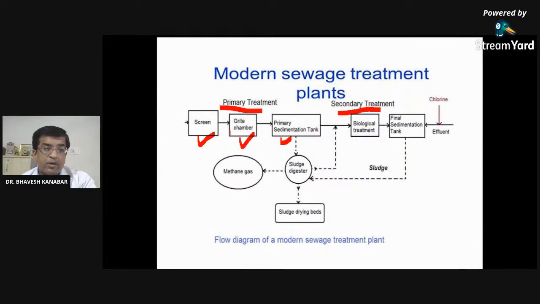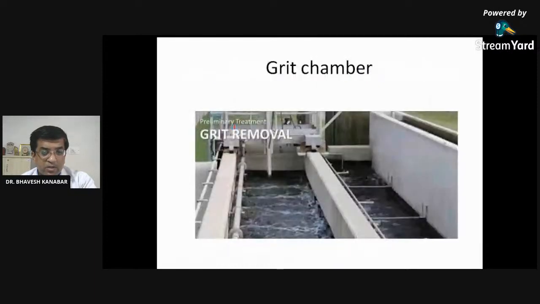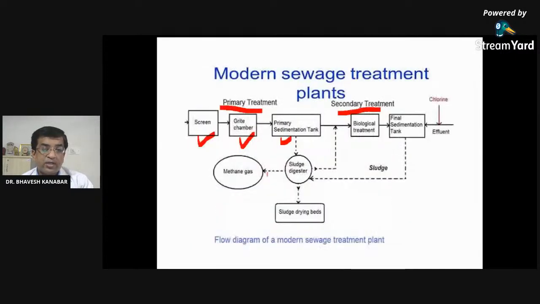Then there is the grit chamber. In the grit chamber, the sewage which is filtered from the screen chamber is allowed to sediment. Through sedimentation, the larger solids are suspended and settle in the downward part. So it forms the grit, and the grit is removed. So that is the grit chamber. After that, there is the primary sedimentation tank.